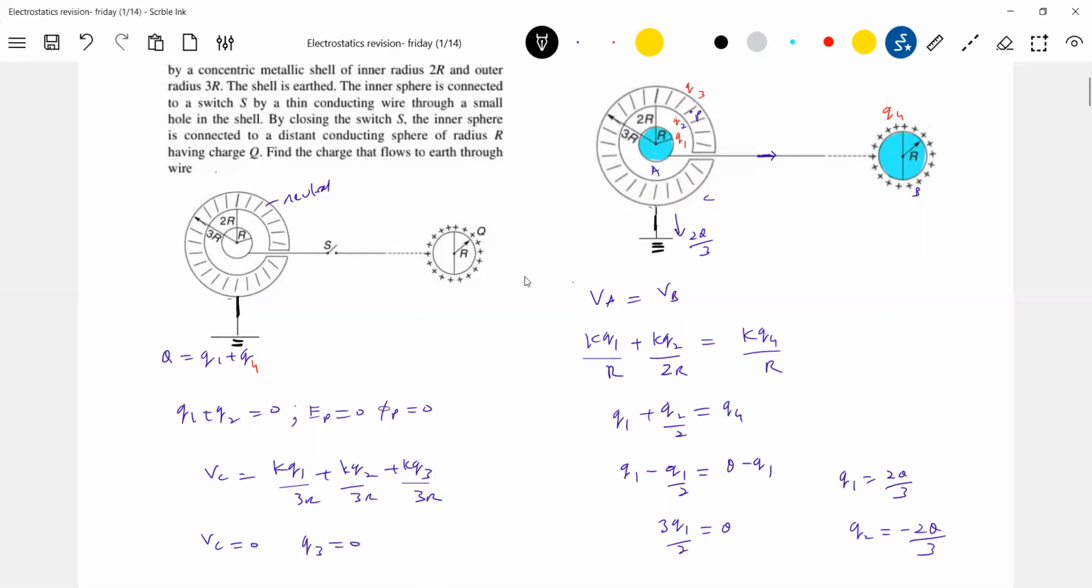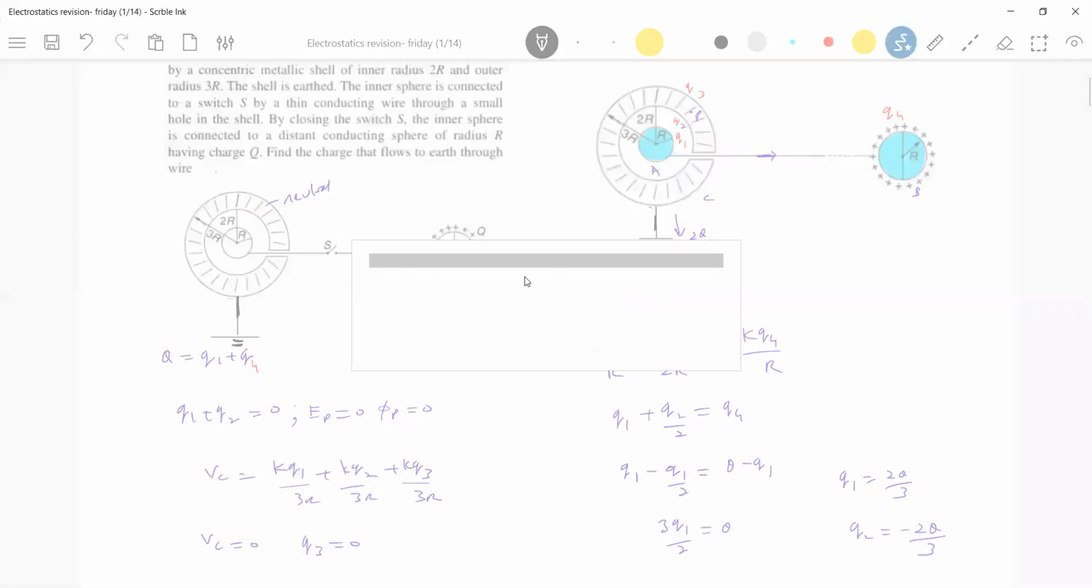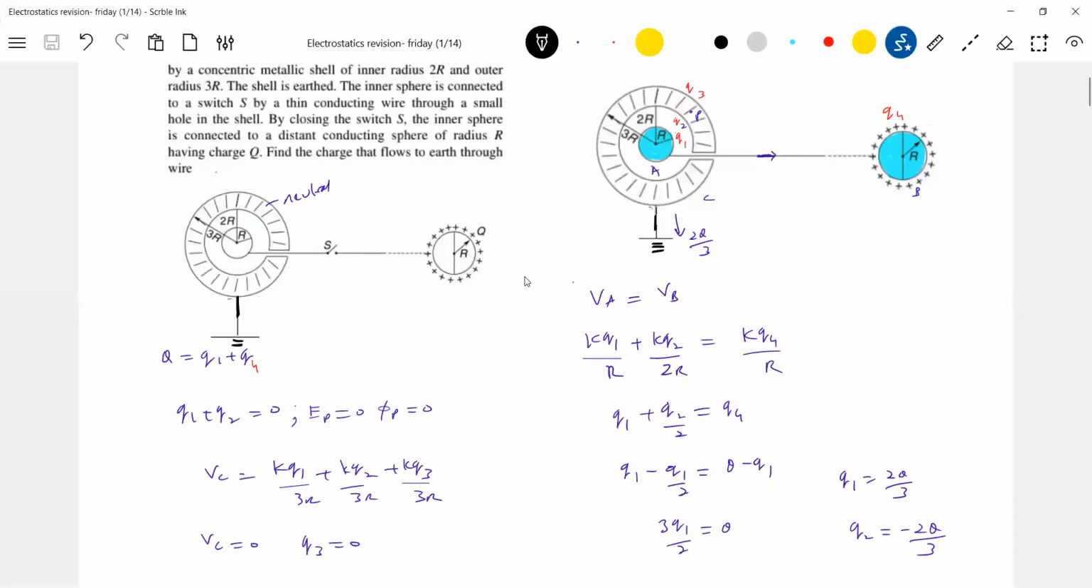So 2Q by 3 charge will flow to the earth. Some can be connected, so the outer shell also can be earthed. I think we did many problems without this one. Even you can connect to the outer shell also. Just work out a few ideas. I think such things are not asked till now, but there is a possibility of asking.